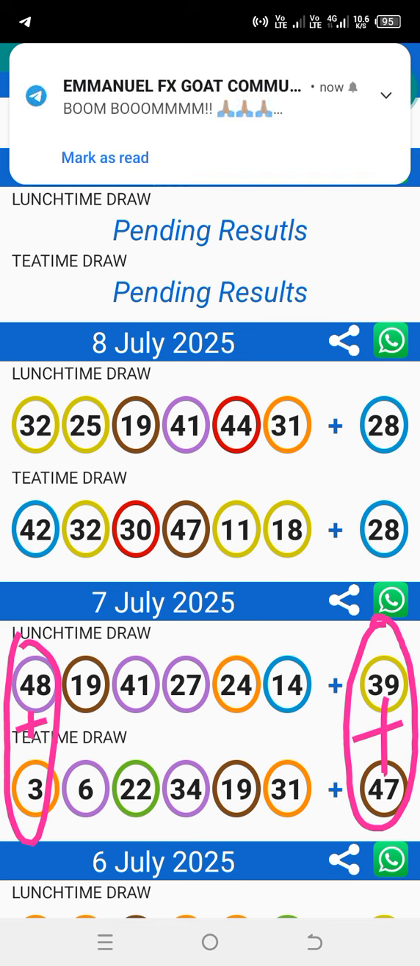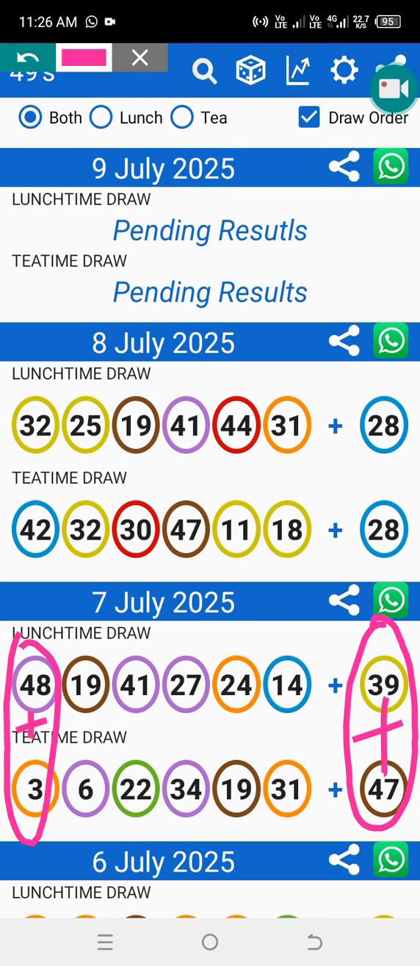So you're gonna take 41 and the 3, you add them together, and you take this one and you add them together. This is gonna give us 86.